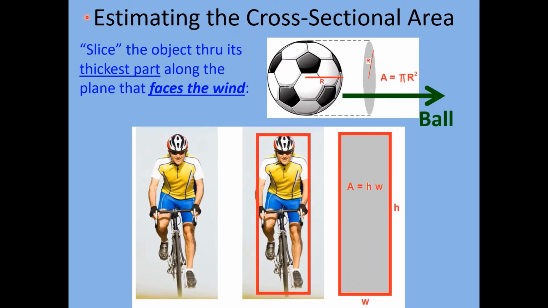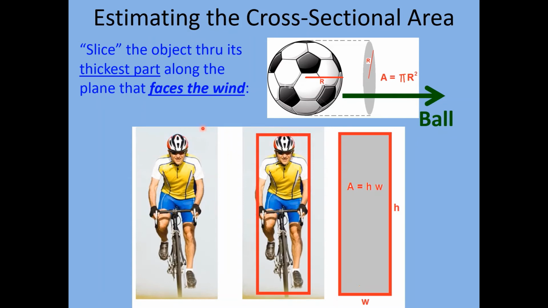So in order to calculate drag, we have to figure out the cross-sectional area of the object. What this means is basically we're taking a slice of the object through its thickest part along a plane that faces the wind. So if we have a soccer ball flying through the air, basically we can think of slicing this ball with an imaginary knife right through like this, and obviously the slice is going to be a circle, and the area here would be very easy to calculate as πr².